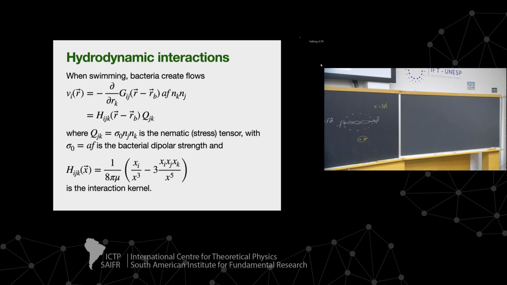You have some force at a position R prime. And then, because the Stokes equations are linear, you can say that the velocity field at a position R is now the integral over the surface of Gij.